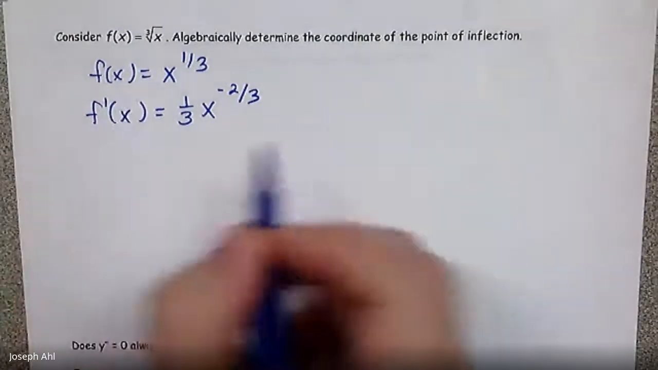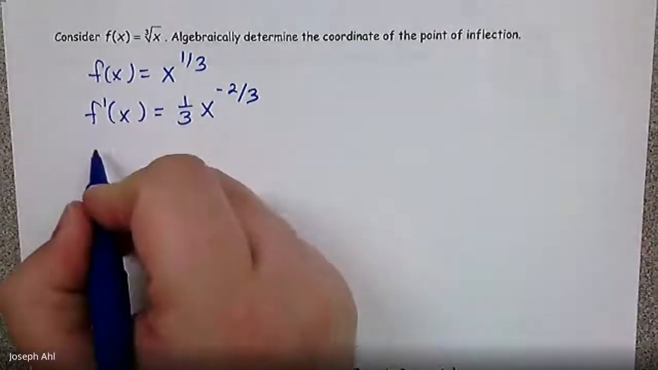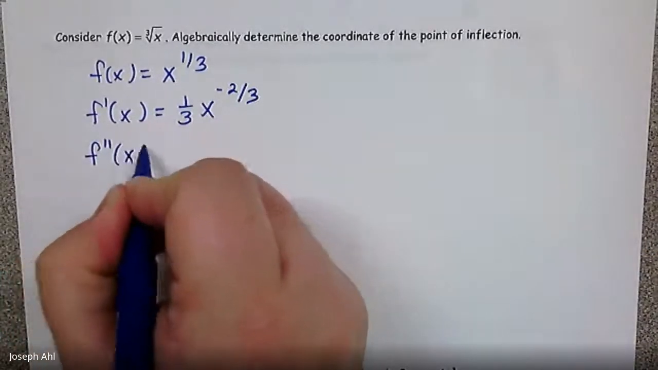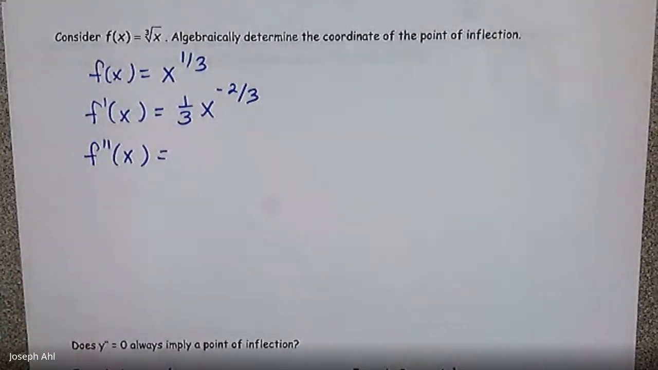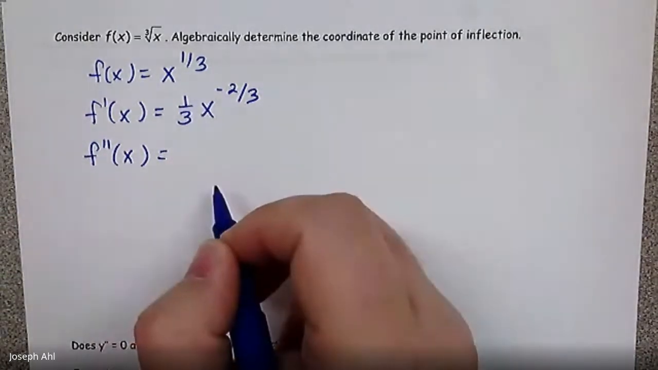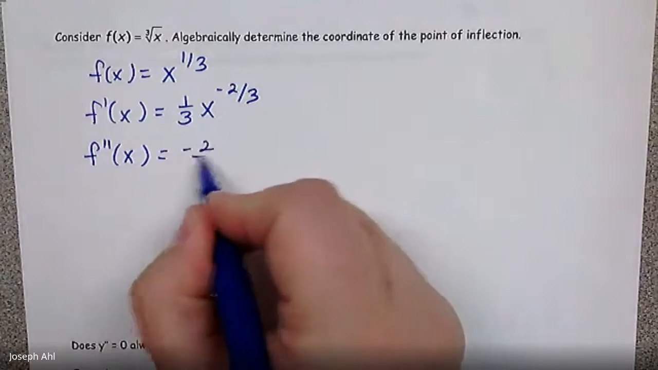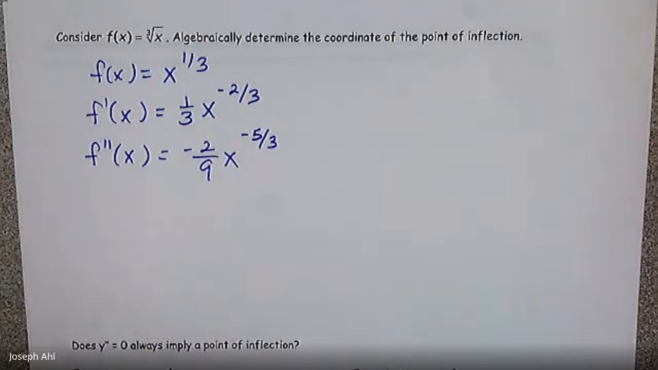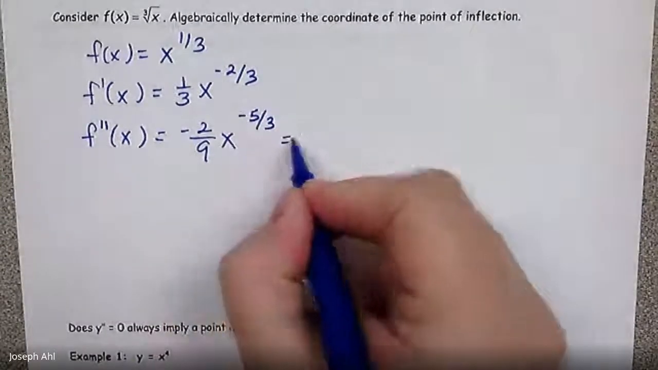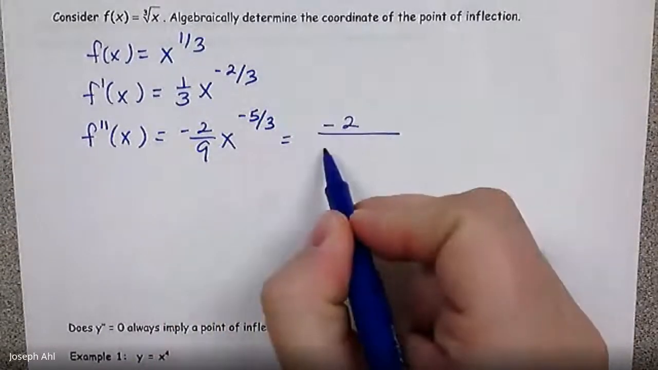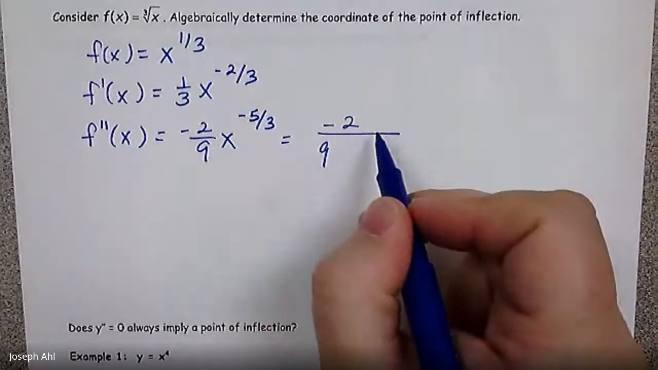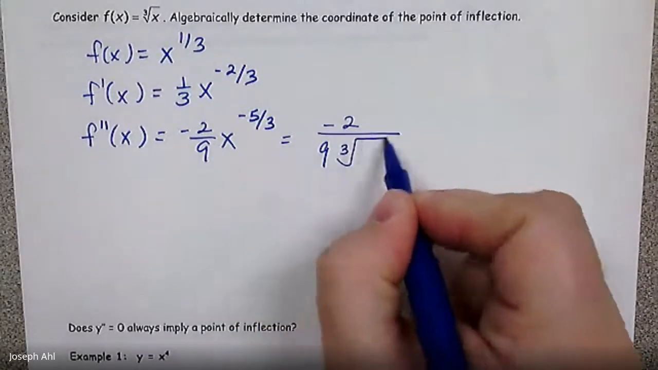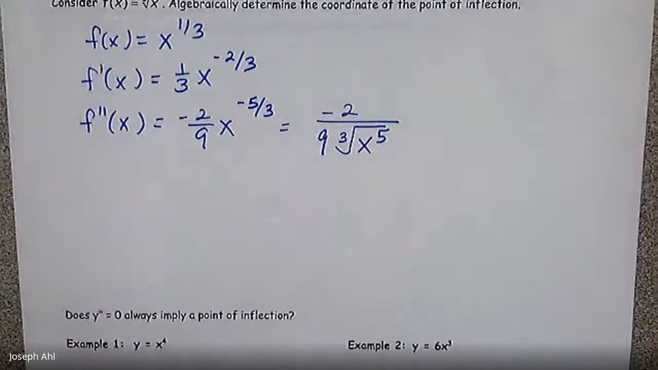And then the second derivative, which we need to figure out point of inflection, right? Let's see if the concavity changes. The second derivative would be, in this case, negative 2/9 x to the, subtract 1 up there, negative 5/3. So negative 2/9 x to the negative 5/3. Which, if you want to rewrite that using a positive exponent, this would equal negative 2 over 9 times x to the 5/3, which is the same thing as the cube root of x to the 5th, if you want to go back to some cube root notation there.